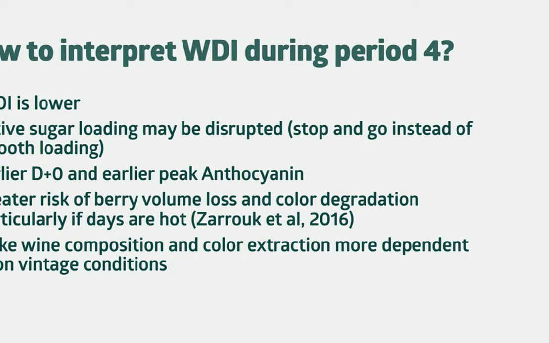Period 4. How to interpret the water deficit index during period 4? Well, if there is more stress, if the water deficit index is lower, active sugar loading might be disrupted. So we'll see stop and go instead of a smooth loading of sugar per berry. The date of maximum sugar amount per berry, D+0, the date of the peak of anthocyanin may also be hastened and appear earlier. There is also a greater risk of berry volume loss and color degradation, particularly if days are hot and if the day length is greater simply because that stage has been reached earlier.